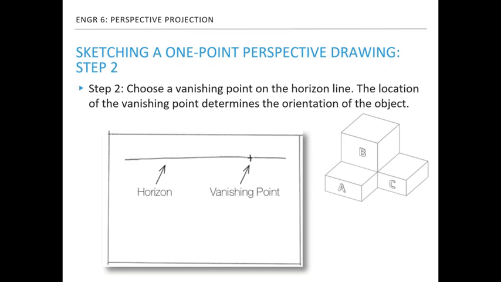Then you need to choose the location of the vanishing point on the horizon. Decide which side of the object you want to show in the sketch. In this example, the right side of the object has a block C that needs to be drawn. So, we need to choose the vanishing point at the right side of the paper. Mark a vanishing point on the horizon.